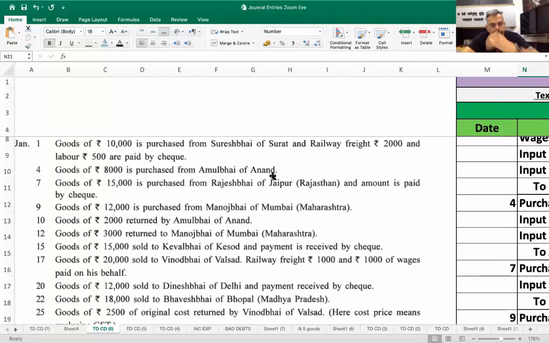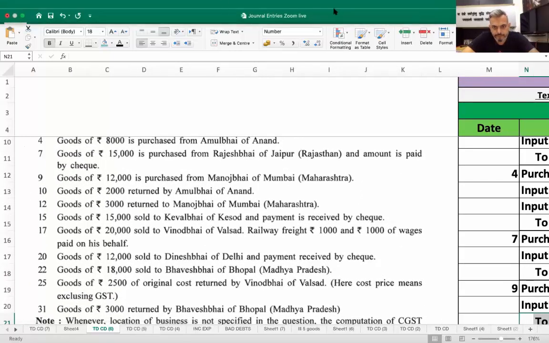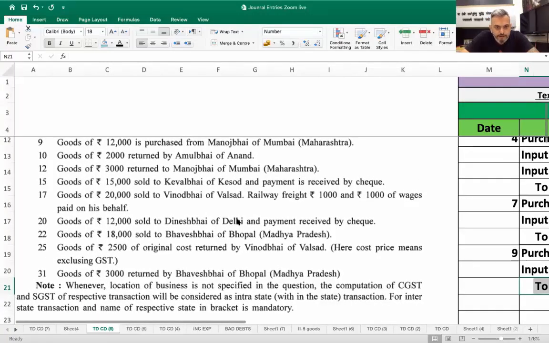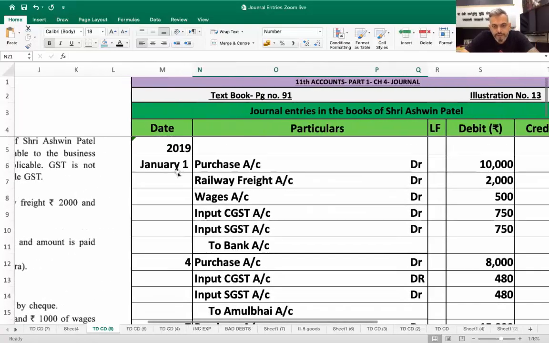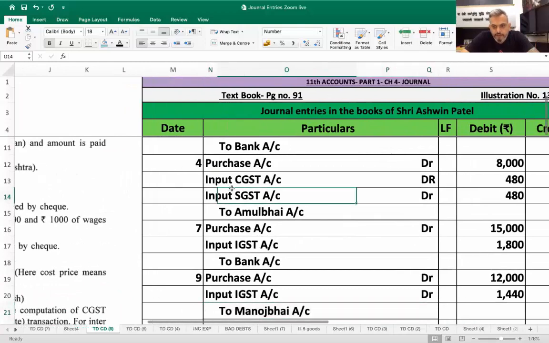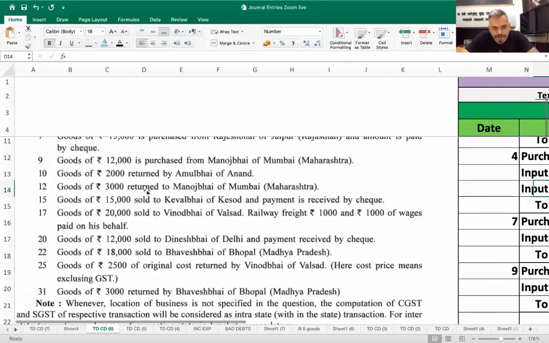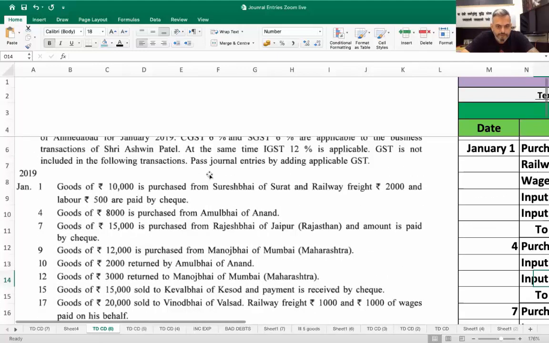Next, important, just a minute. Okay, now 12th one, please be careful. Oh, sorry, 10th one, please be careful. Goods of 2,000 returned by Amul Bhai of Anand. So Amul Bhai of Anand returned goods of 2000. So we returned it to him. Just a minute, hold on.